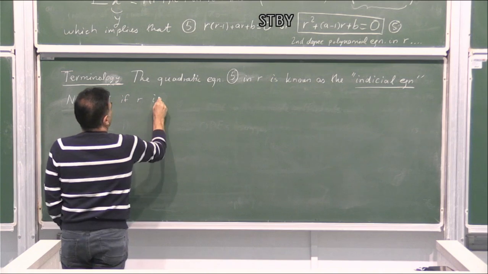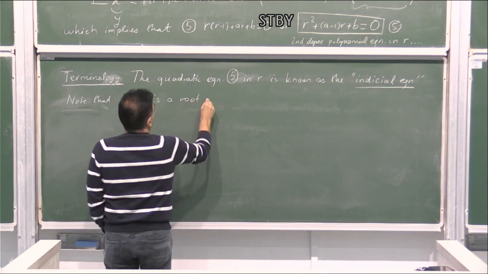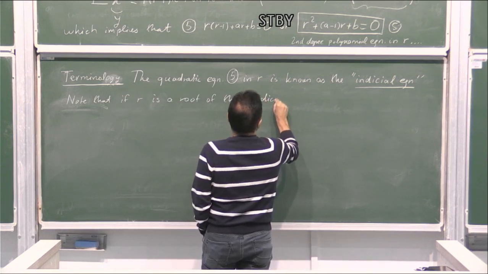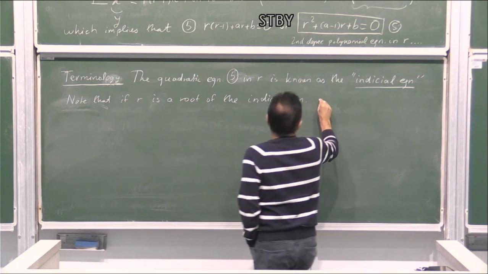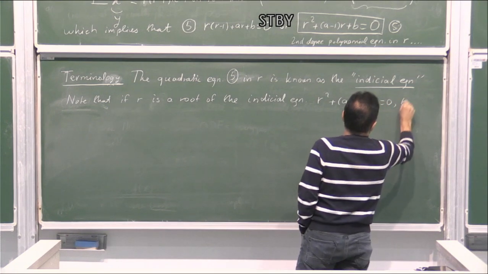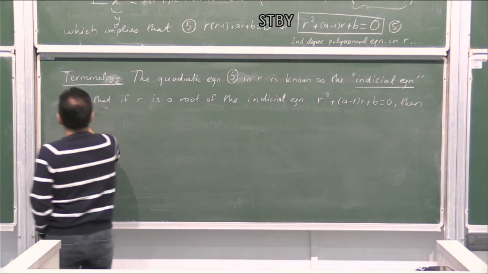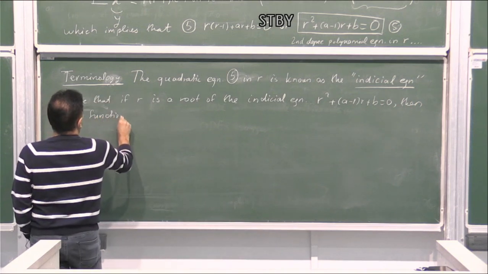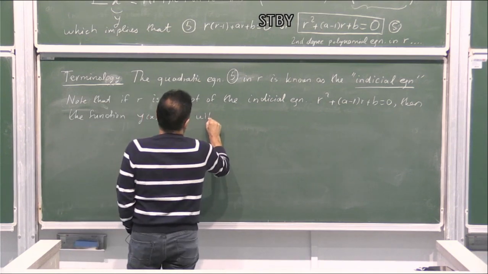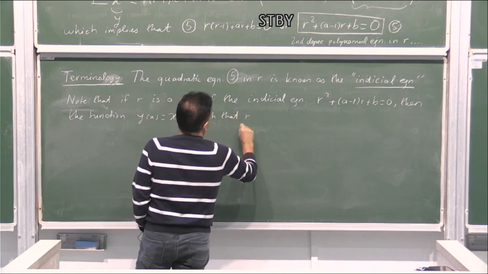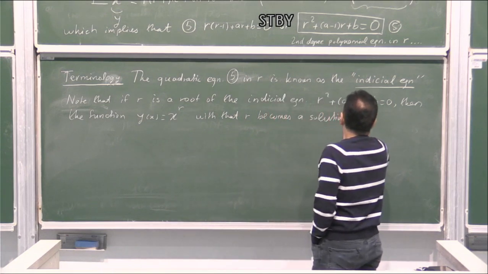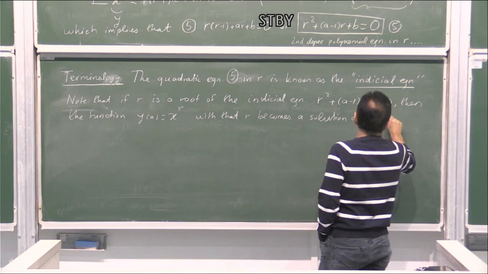If r is a root of the initial equation, that is r squared plus (a minus 1) r plus b equal to 0, then the function x to power r becomes a solution of the Euler equation.